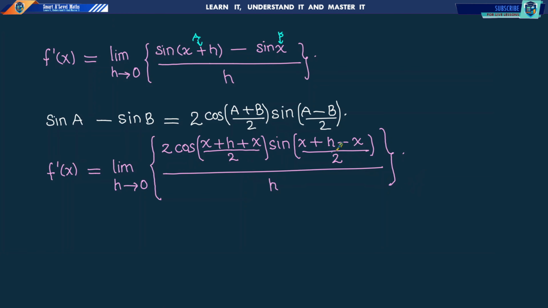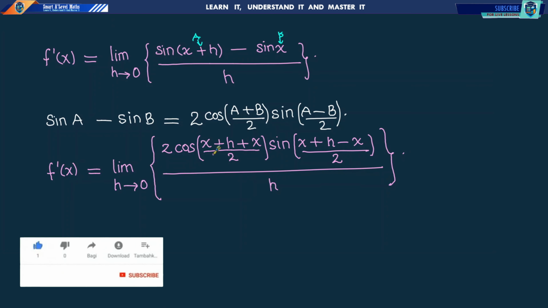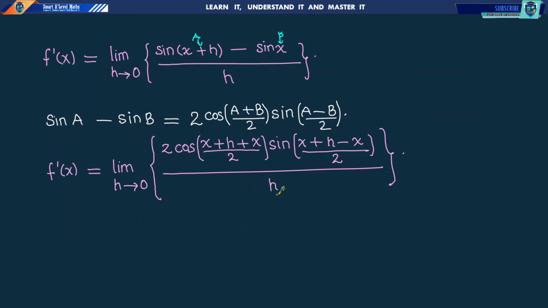Simplifying these terms in these angles, we'll have something simple because we have x and x that add together, divided by 2, and here this x disappears. We'll be left only with h over 2, over also our general denominator h.